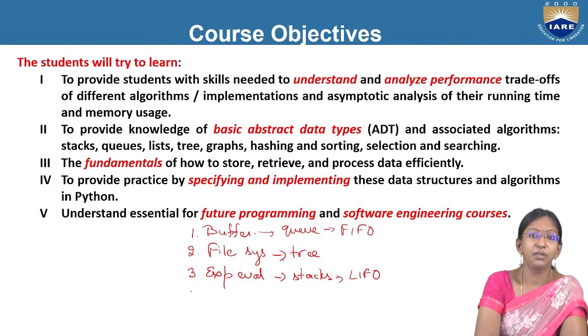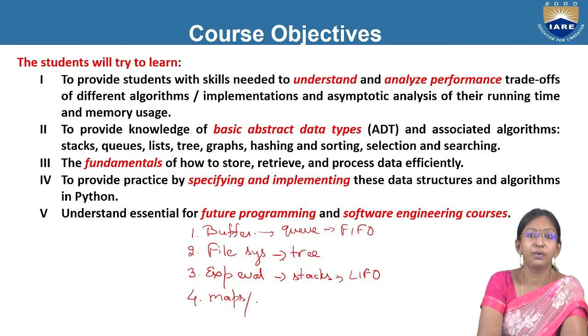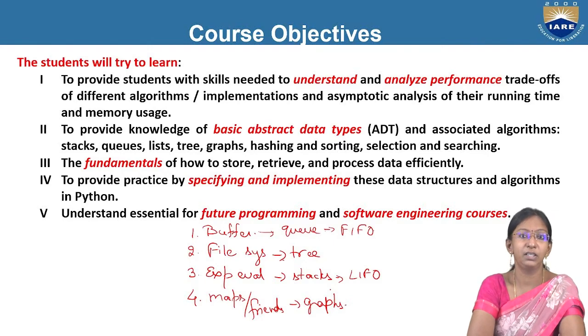Let me take one more and the last example: maps, like Google Maps, or in any social media you might have seen friend requests or mutual friends. Someone might be pinging you saying that I'm a mutual friend of your so-and-so friend. All this friend mapping will be done with the help of graphs, which is again a non-linear data structure. All four scenarios which I have considered are real-time applications. So it depends upon the scenario.